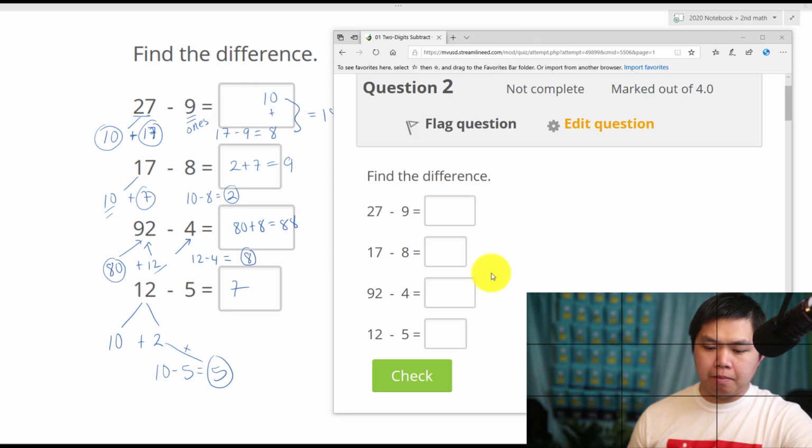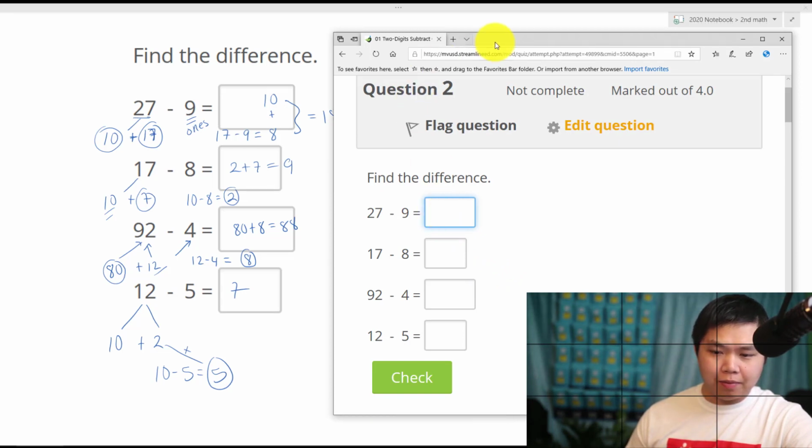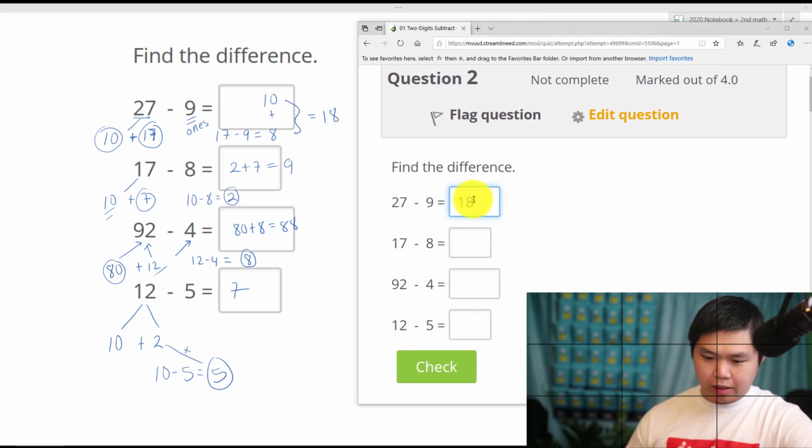Okay, now let's go back and check our answers. In this case, what do we have? We have 18 here, and we have 9 here, and we have 88 here, and we have 7 here, and check your answer.